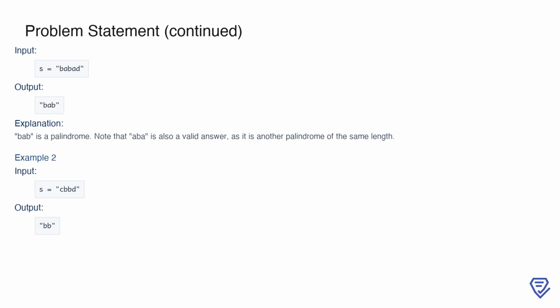In the second example, the input string is CBBD. The output in this case is BB, which is the longest palindromic substring available. It's important to note that the solution must identify the longest valid palindrome, even if it has repeated characters.